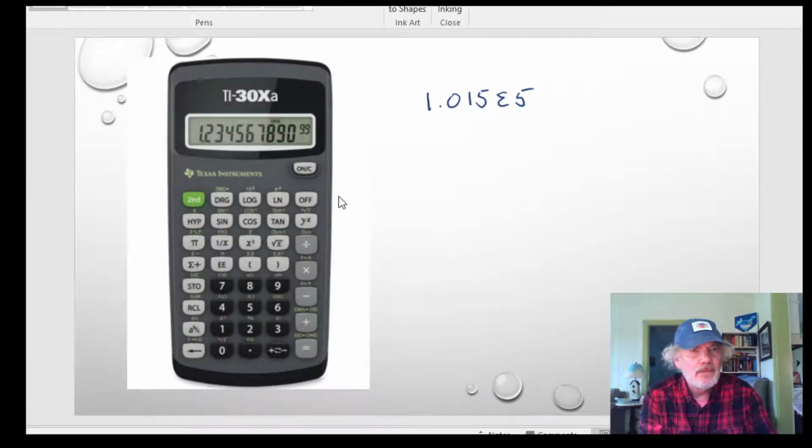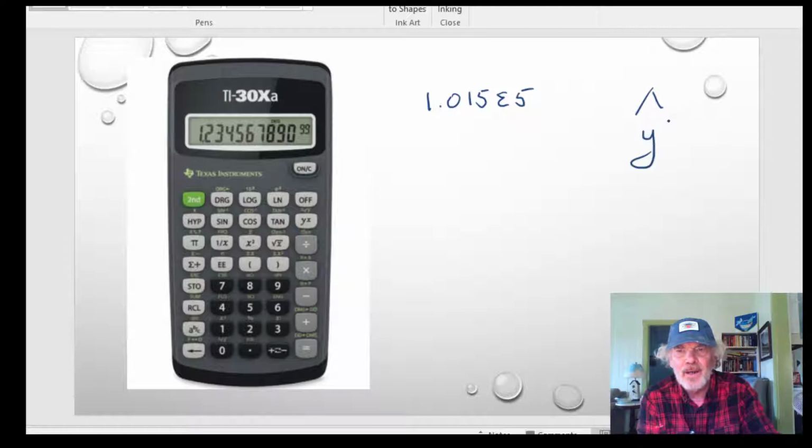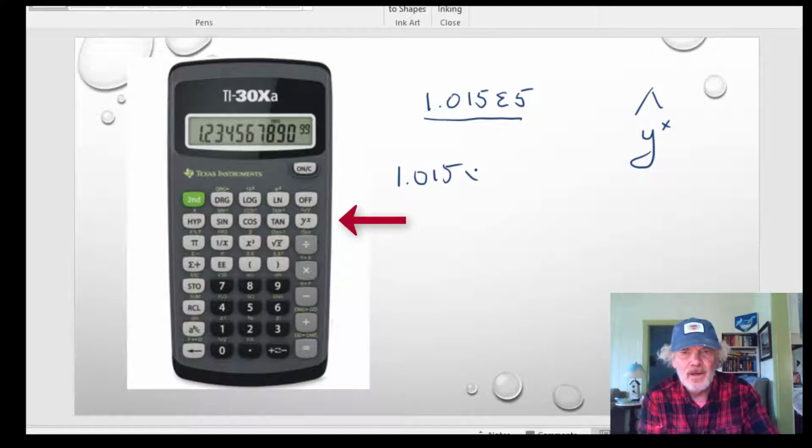Okay, I'm back. Perhaps for the last time. Anyhow, you might have a calculator that doesn't have this caret. Instead, it has a y to the x key. And I'm just going to show you how to use that. Again, this is 1.015 times 10 raised to the 5th power. So this is how you can put it in your calculator when you have that y to the x key there.